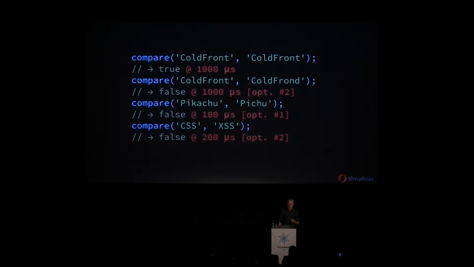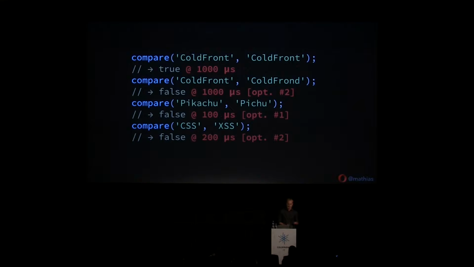When we're comparing the string CSS with the string XSS, the second optimization kicks in once again, but this time it does give us a very nice speed advantage because the very first character of the strings differs already. So at that point, we just exit the loop and return false right away. We don't have to keep on checking the remaining characters.